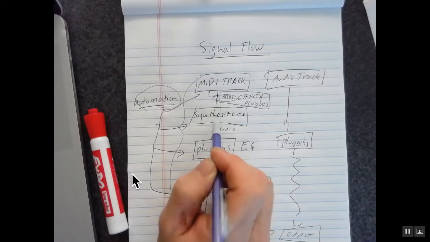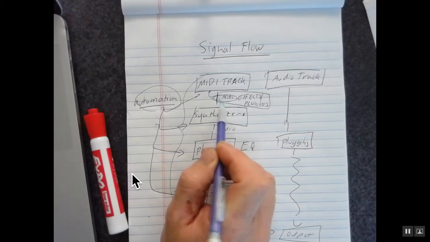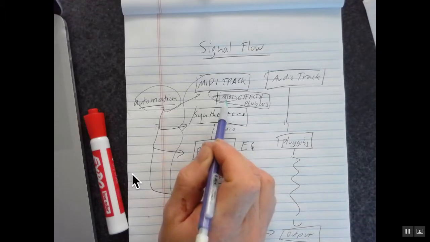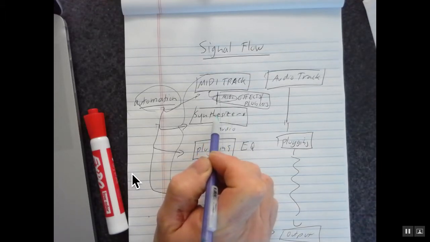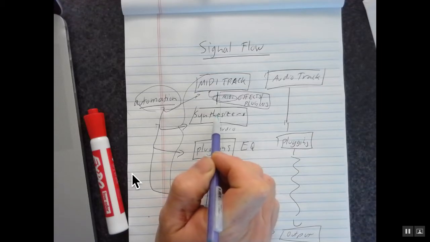So what does that mean? What could the MIDI effect be controlling, what could it be changing if it isn't even audio yet? Where the notes are placed? Yeah, so what does MIDI have in it?